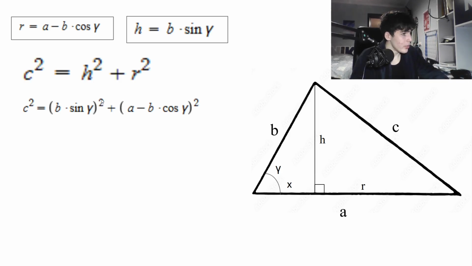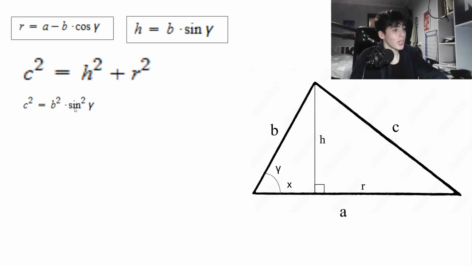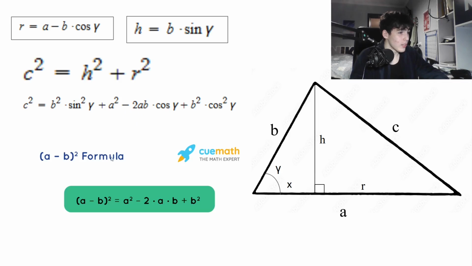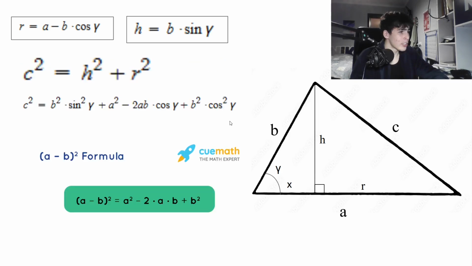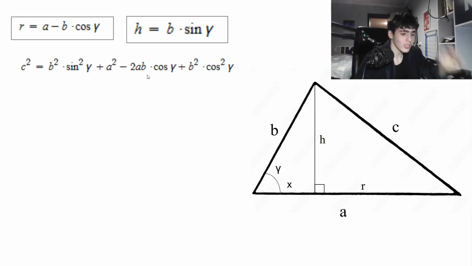Okay, let's go slowly here. So this squared distributes to both of these. So this will be b squared times sine gamma squared. And this thing will actually distribute like this because of the a minus b squared formula. This is the same a minus b squared formula, but instead of a and b, we have a and b times cosine of gamma. Okay, let's move this up a little bit and start speculating on what we can do.